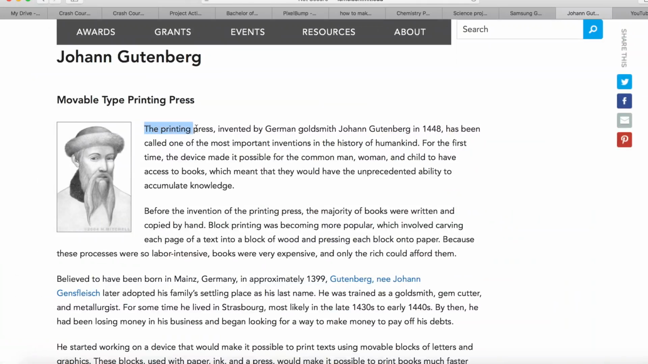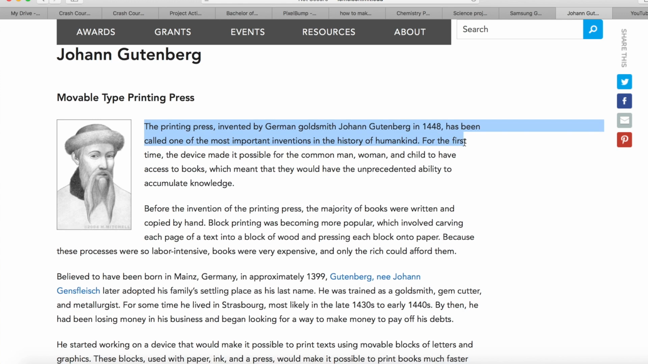This is important because even the Lemelson website stated that the printing press was one of the most important inventions in the history of mankind. For the first time, the device made it possible for the common man, woman, and child to have access to books, which meant that they would have the unprecedented ability to accumulate knowledge.